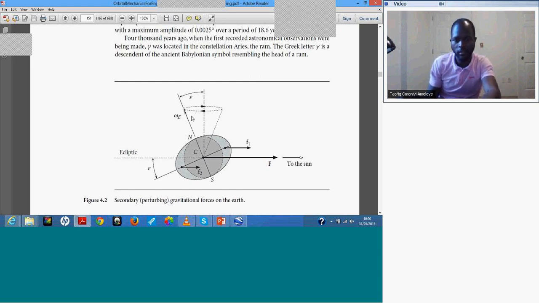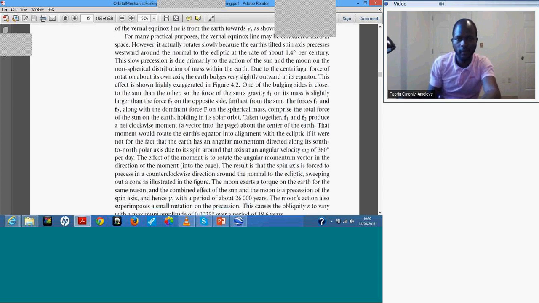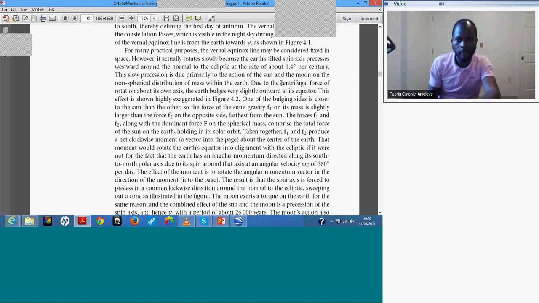It's interesting to see that it's almost like forming an imaginary curve. The rate at which it precesses is 1.4 degrees per century. This precession is due primarily to the action of the Sun and the Moon on the non-spherical distribution of mass within the Earth.